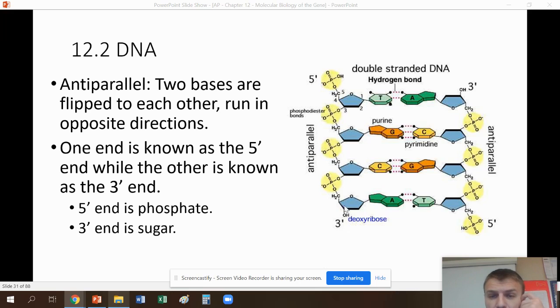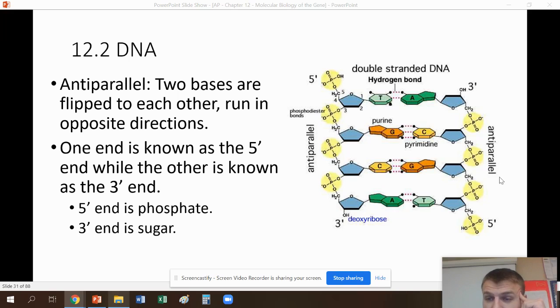And you're going to ask, why do we call it 3 and 5? It deals with the number of carbon atoms and where they're at in the sugar. You can see here on that 5th carbon, we have the phosphate group. And on the 3rd carbon, down here, that's where you're going to have an opening for the next nucleotide to bond. So that's why they call it 3 and 5, but you don't have to know that.